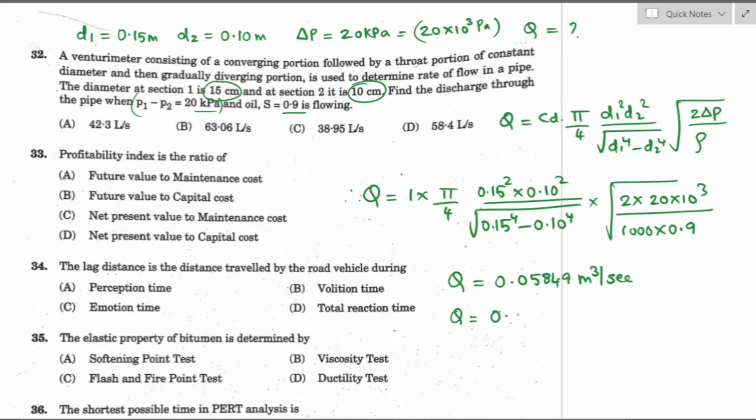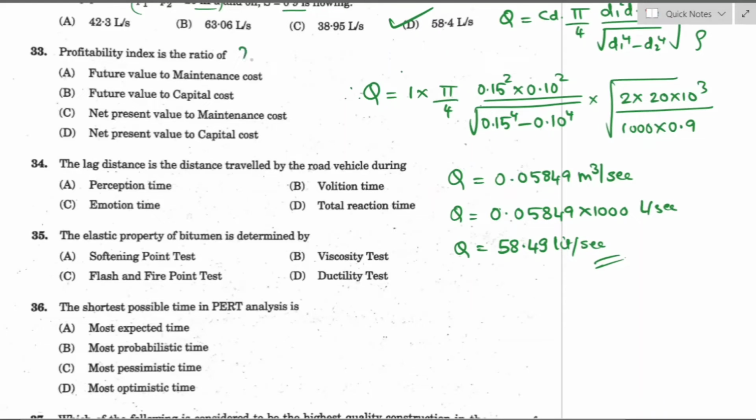So to calculate in terms of liter per second, discharge is equal to 0.05849 into 1000 liter per second, which is equal to 58.49 liter per second. So option D is the right answer, 58.4 liter per second.